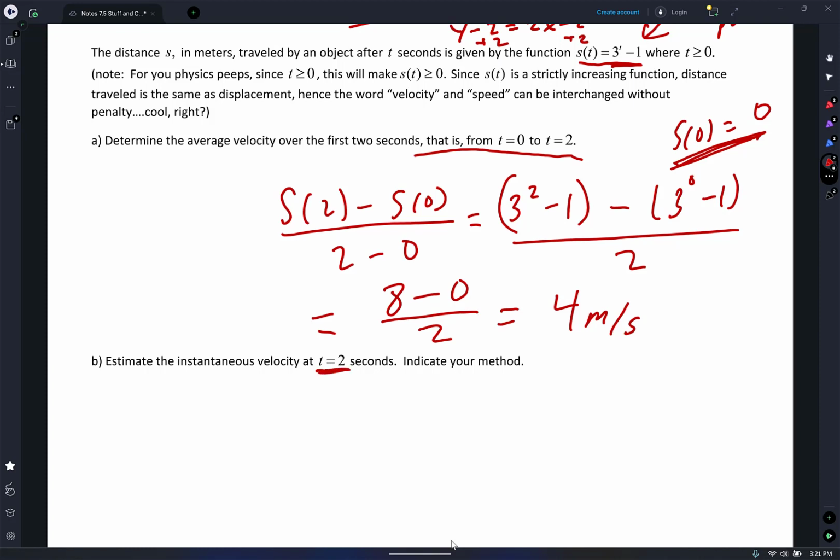s of t equals 3 to the power t minus 1. And I want my rate of change at exactly t equals 2 seconds. My instantaneous velocity. How do I do that? No, that's IVT. We're not doing anything with IVT. Don't guess. Well, I mean, guess, but an educated guess. Velocity is the change in distance divided by time. But I want the instantaneous rate of change. So look at your notes from yesterday on how I did that.